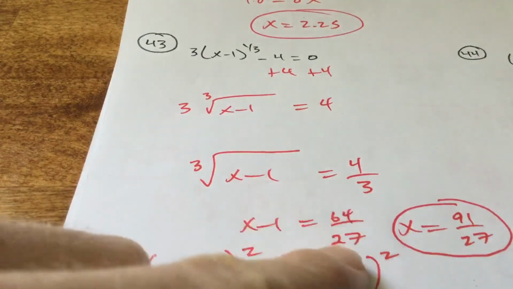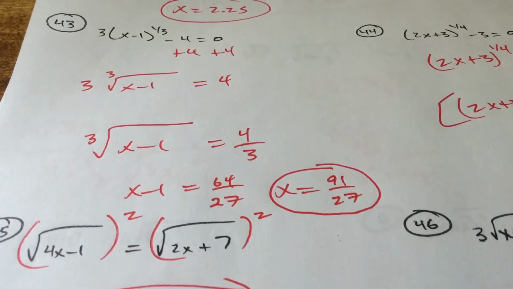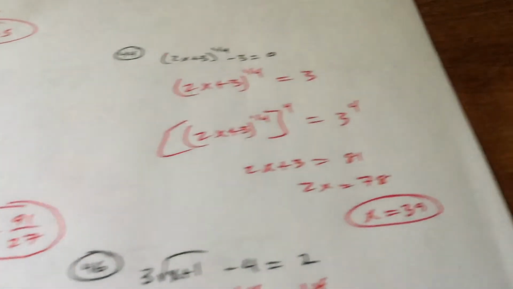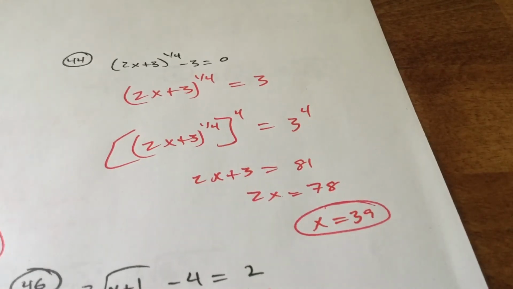If you take 4 to the 3rd, that's 64. 3 to the 3rd, that's 27. Add 1, which is 27 over 27. You get 91 over 27. Add 3 to both sides. Then you're going to raise both sides to the 4th power. Subtract 3, divide by 2.